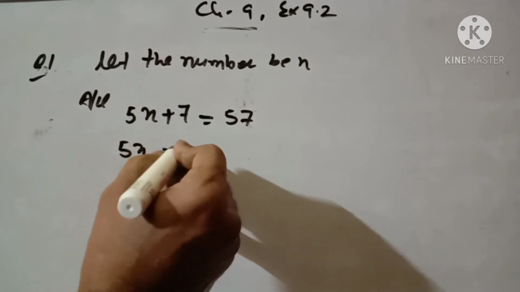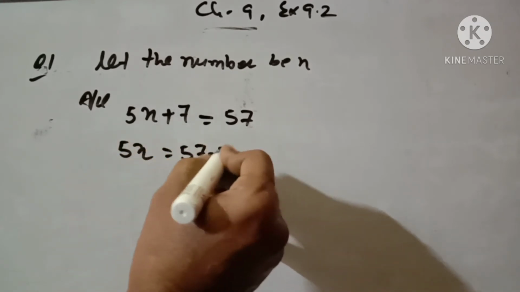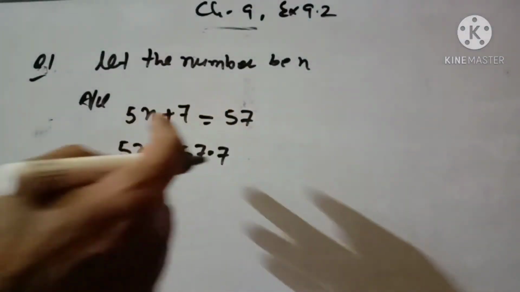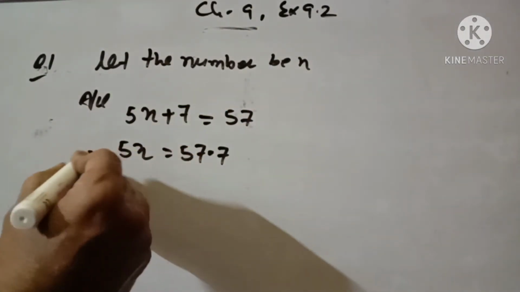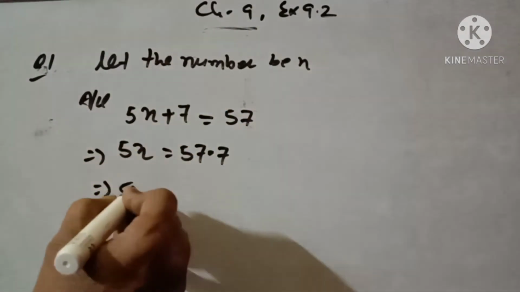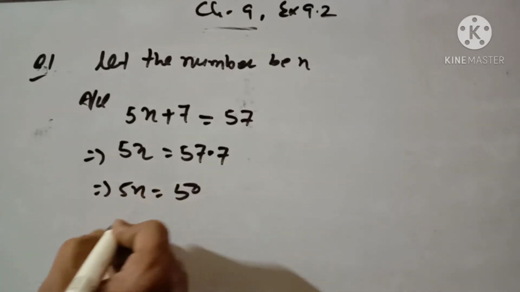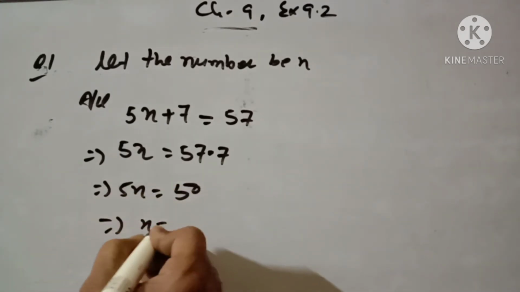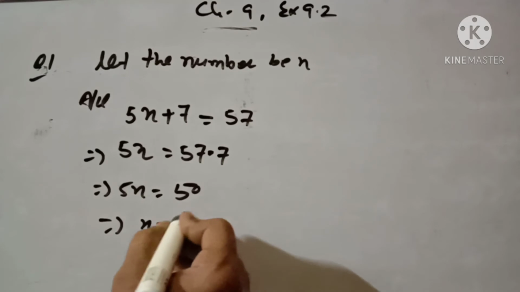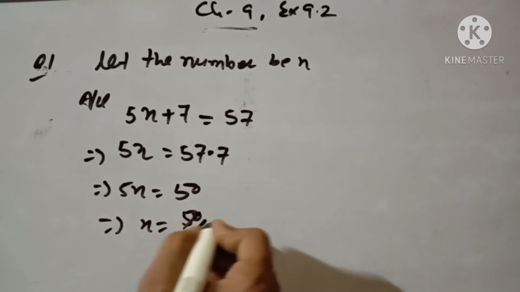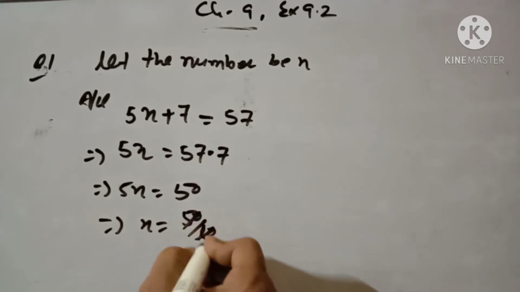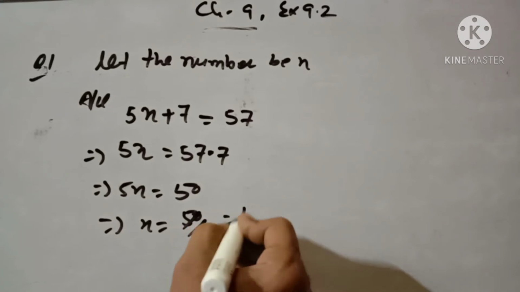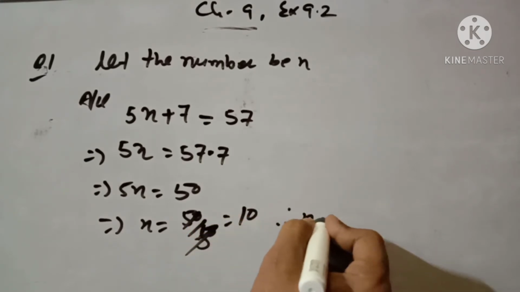So therefore 5x equals 57 minus 7, because I am taking this 7 this side. So this implies that 5x equal to 50. Therefore x equal to 50 by 5, that is 10. Therefore x, the number, will be 10.